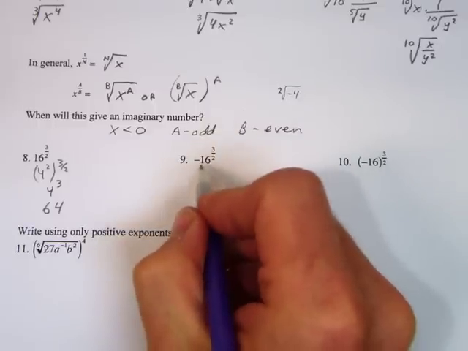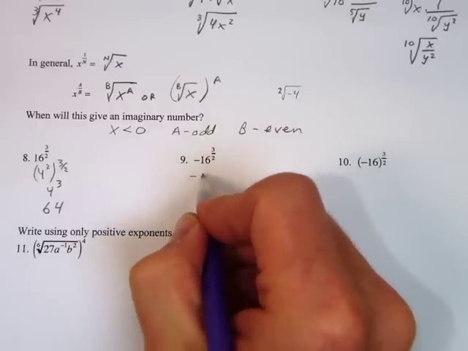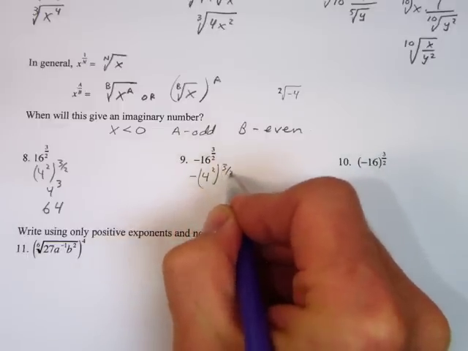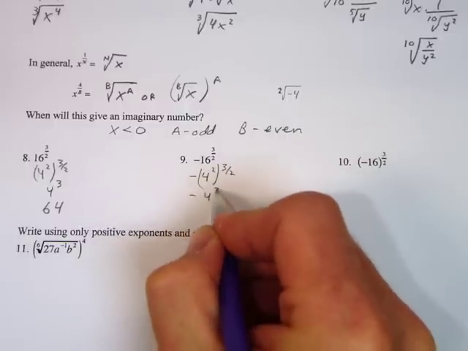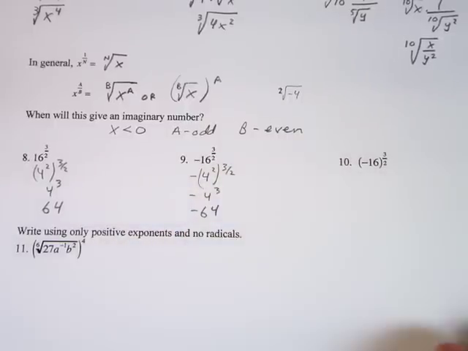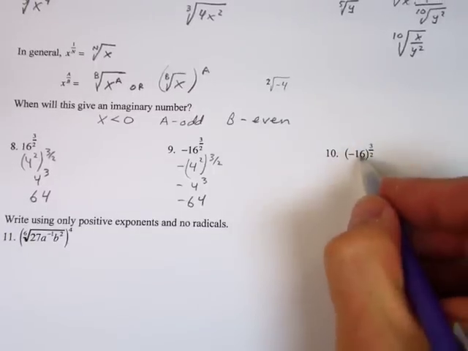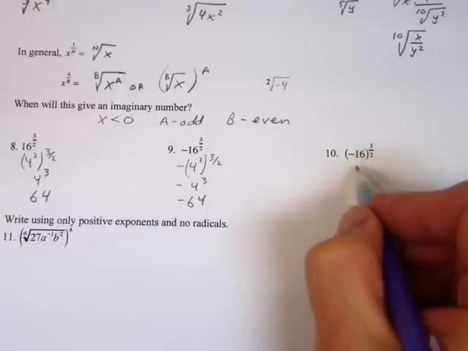Over here, how does this negative affect it? This says negative of 4 squared. What's being raised to the 3/2? Only 16. So it's similar to what we just had, but it's -64. And how does it change if you have a negative inside being raised to the 3/2?